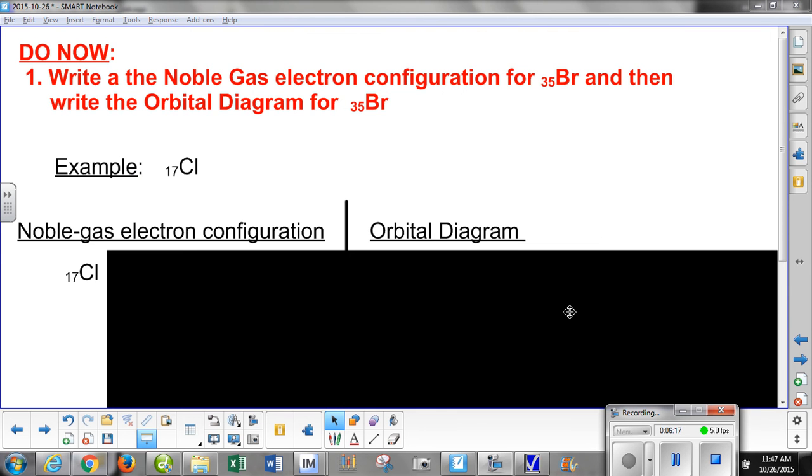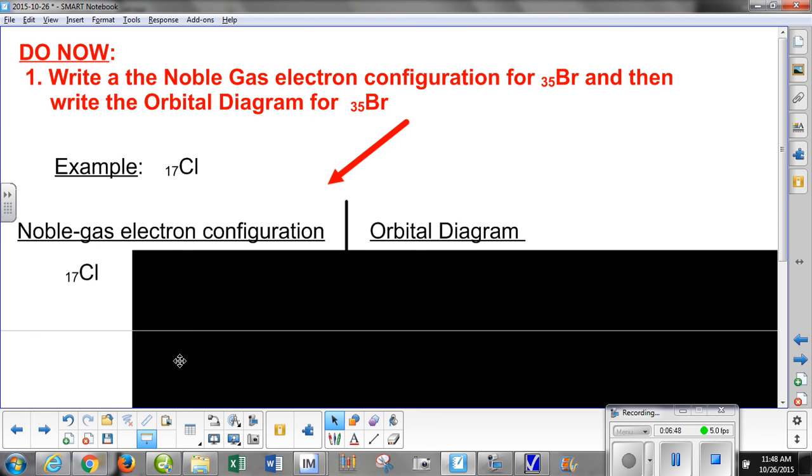I did this as an example to show the students how to go about doing what I'm asking you to do. Your homework for last week included the noble gas electron configuration only. And what we're doing today is, after we get the noble gas electron configuration, we're going to go to the orbital diagram. So this is how it works. We find our noble gas. So for chlorine, let's go back to the page that we were just looking at.